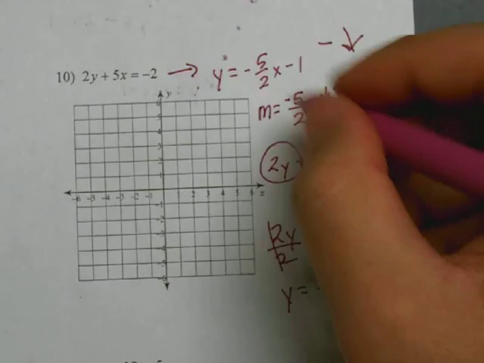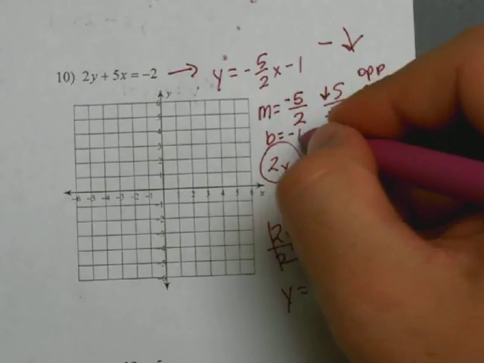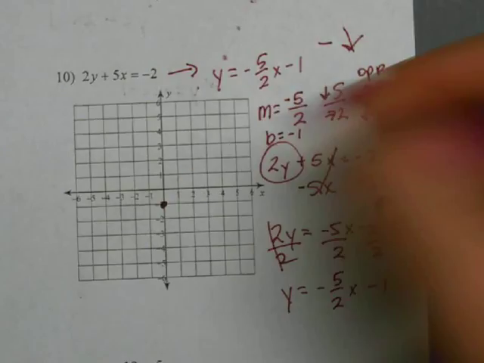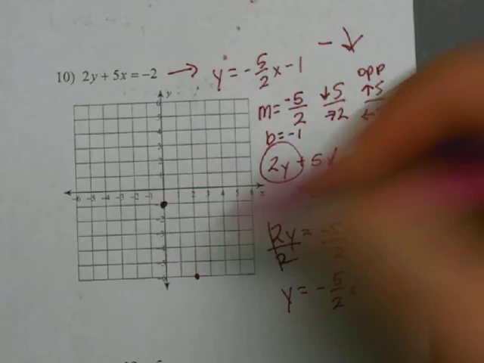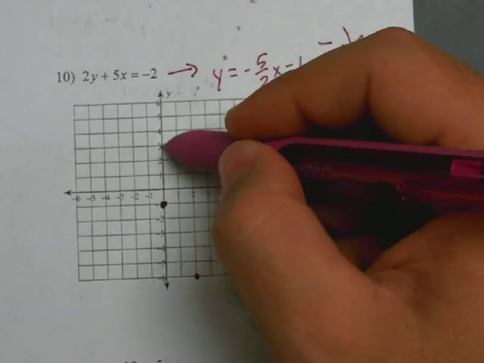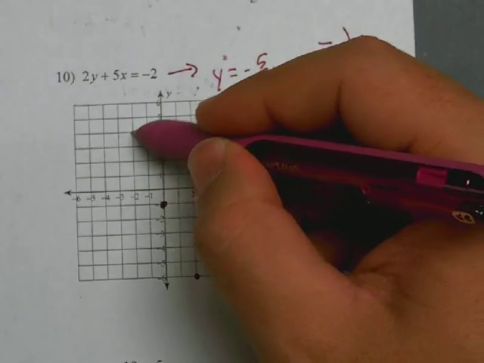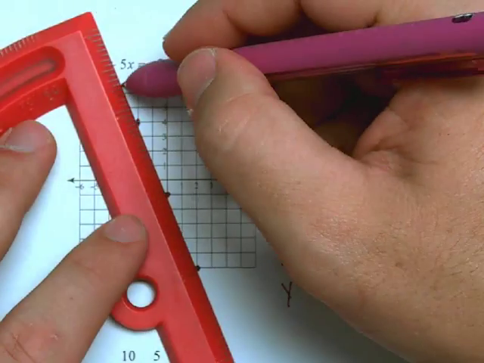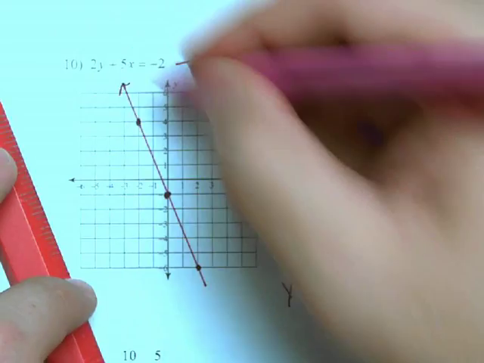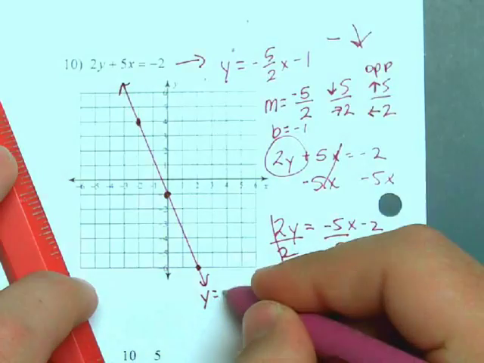B is negative 1. So put a point at negative 1 and follow your direction. Down 5 and right 2. Down 5, right 2. The opposite, up 5, 1, 2, 3, 4, 5, left 2, 1, 2. Put a point. I graph my line. I label my line. Y equals negative 5 over 2x minus 1.